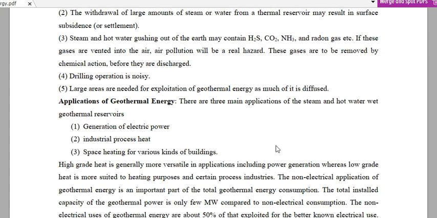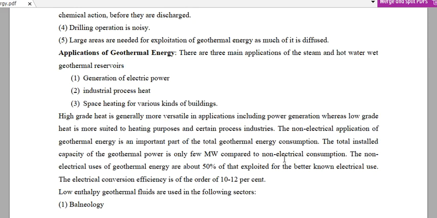Now let's see some applications of geothermal energy. So we know that we can categorize the applications of geothermal energy in three types. First is obviously the generation of electric power. Second is use in industrial process heat, and third is space heating for various kinds of non-commercial or residential buildings, etc.